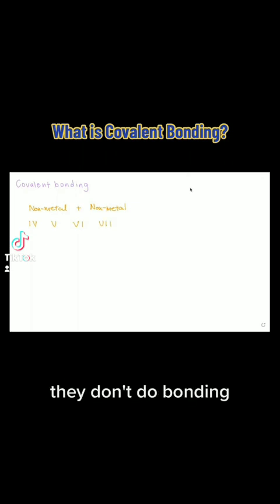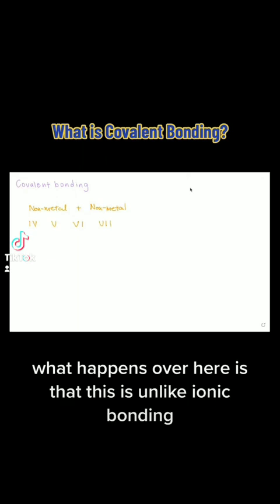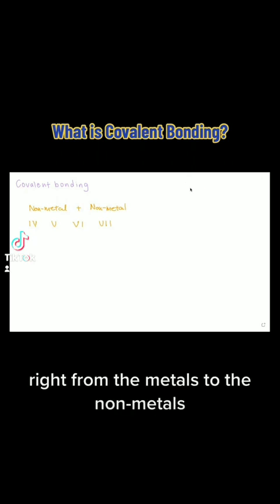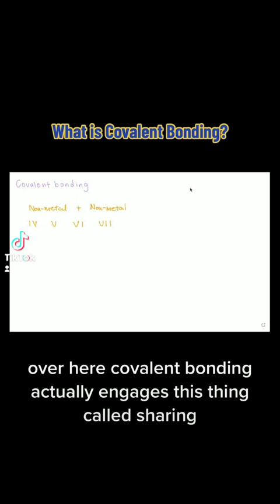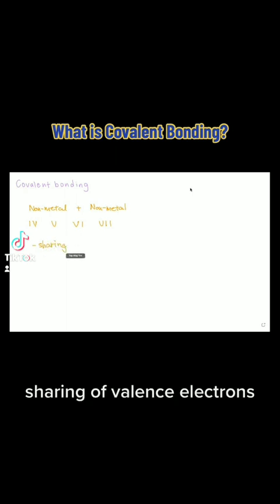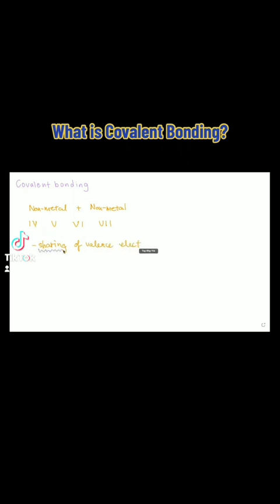They don't do bonding. What happens here is that, unlike ionic bonding, which involves transfer of electrons from the metals to the non-metals, covalent bonding engages this thing called sharing. Okay. Sharing of valence electrons.